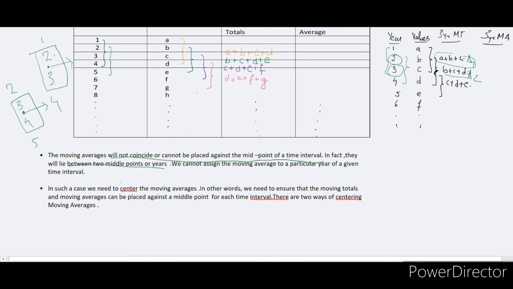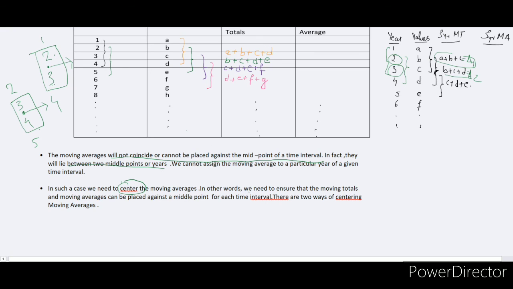So here this concept of centering becomes important. Centering simply means that because we cannot assign the moving average values to a particular year, since in the case of an even average it lies between two middle years, this concept of centering becomes important to decide which year to assign the value to.